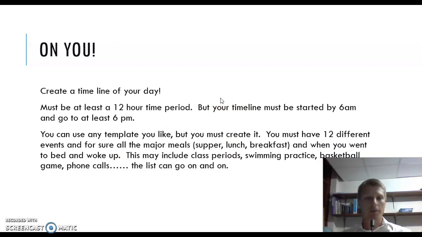Now, it's your turn. For homework, you will have to create a timeline of your day. It has to be 12 hours. You get to choose if you want a vertical or a horizontal, you want a circle, whatever it is, you choose the timeline. However, it must start by 6 a.m. and go for 12 hours.